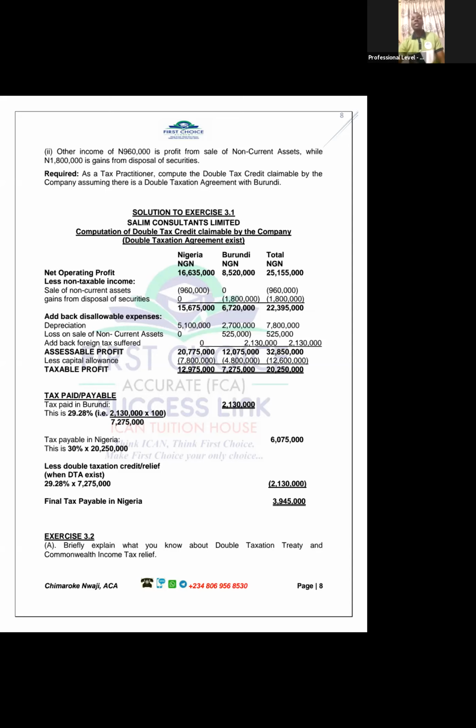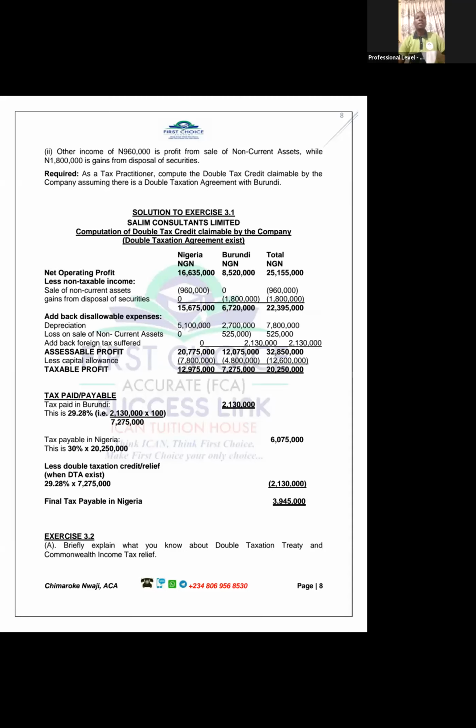But it did not just end there. Look for the final tax payable in Nigeria. It's going to give you 6,075,000 minus 2,130,000. It's going to give you 3,945,000. So you see, that is the final tax payable in Nigeria. Now, if you add 3,945,000 paid in Nigeria with 2,130,000 paid in Burundi, the total will give you what was supposed to be payable in Nigeria, 6,075,000.